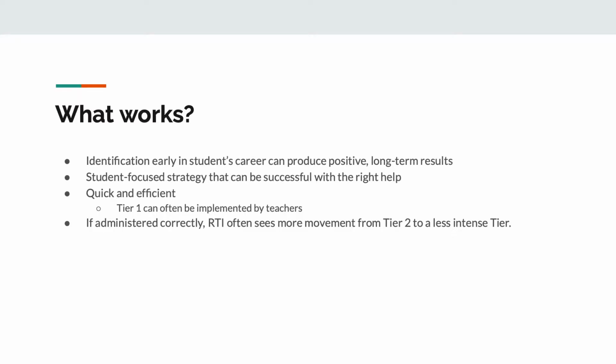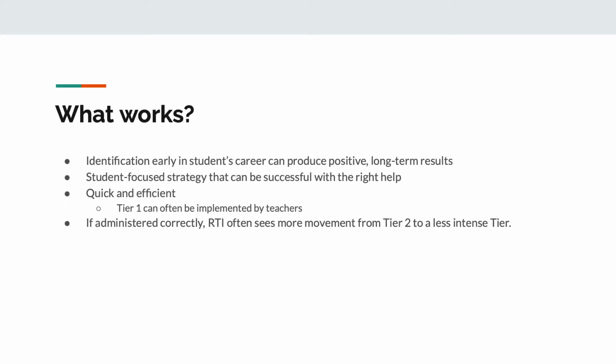Okay. So what works? And that's that identification early in the student's career can produce really positive long-term results. So if a student is having an issue and it can be caught early, that student is very likely to have a high success rate in school. It is a student-focused strategy that can be successful with the right help. So it really is looking at what is best for the student, what's really going to help them out and get them to the level of achievement that they need.